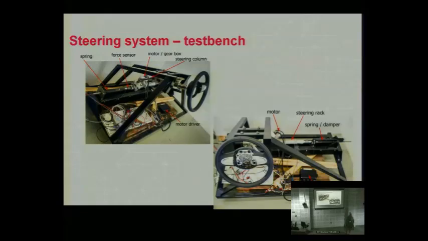I don't know, do you have Minis in India? They're made by BMW. They're quite popular. I don't have a Mini Cooper myself. I have a Mini one, a cheaper one.